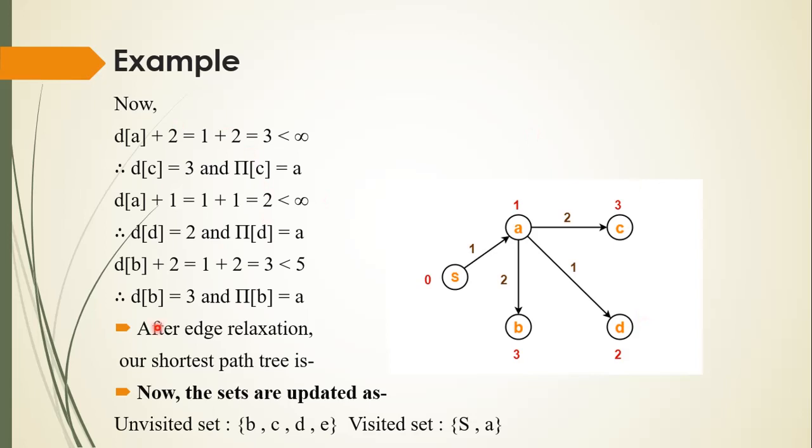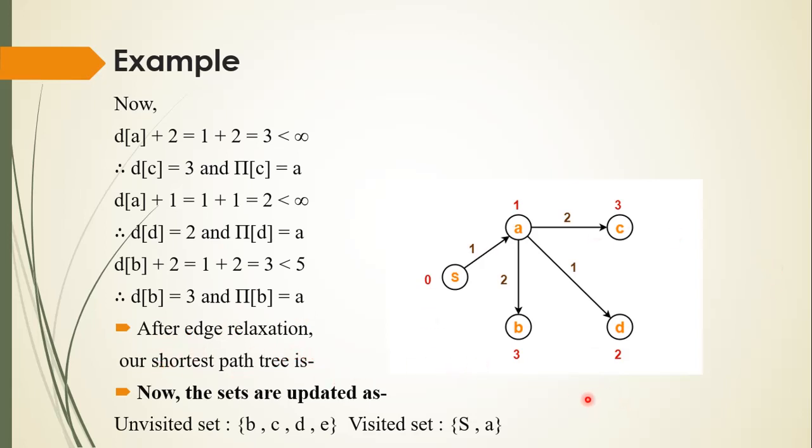Okay, this is the calculation. So dA plus 2 is equal to 1 plus 2, that I have explained. 1 plus 2 is equal to 3 for A to C. Now for D, 1 plus 1 is equal to 2, and for B, 1 plus 2 is equal to 3. Okay, so these are the steps.